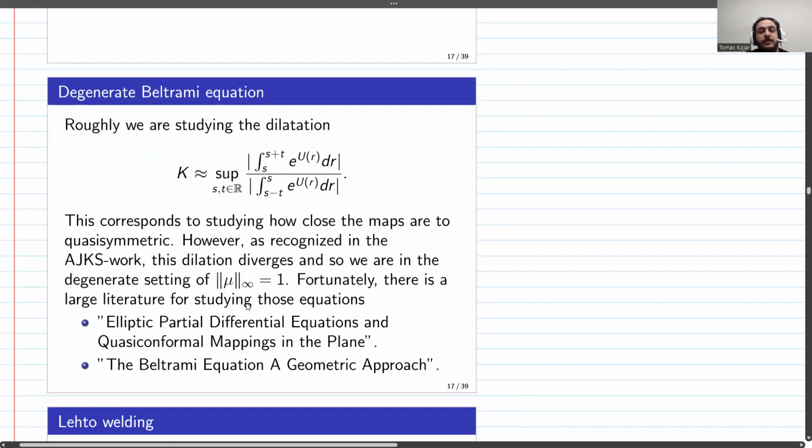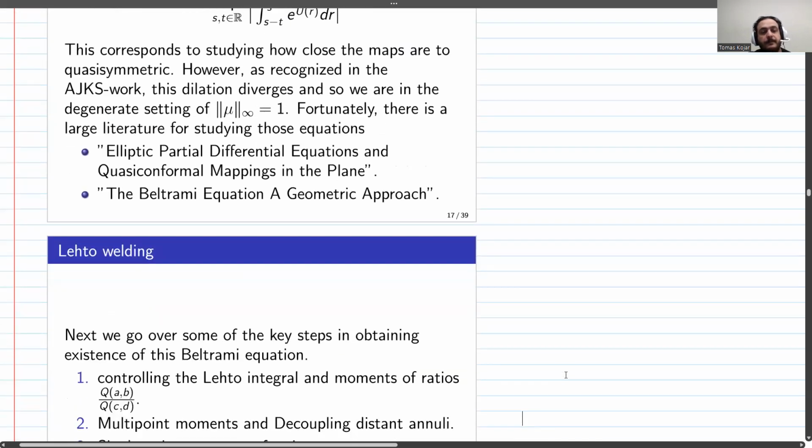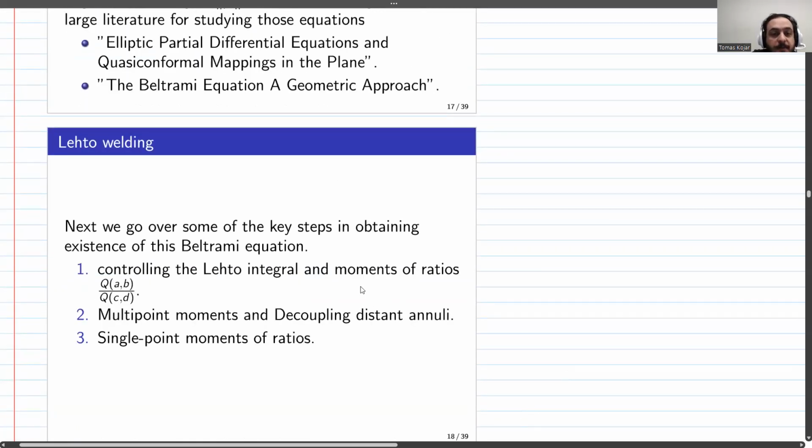Fortunately, there's a lot of literature for studying those degenerate equations. First, we have the work by Astala on elliptic partial differential equations and the Beltrami equation, a geometric approach, where they study more general modulus estimates, again in the spirit of the Lehto estimate. So next we go over some of the key steps in obtaining existence for this Beltrami equation. We talk about the Lehto integral, and then what we had to do about the moments, the multiple moments, decoupling, and finally the single point moments.